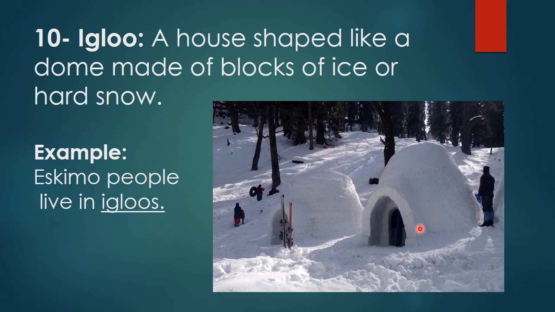This is a dome, and it has an entrance, and it's built of snow, or sorry, hard snow or ice. So we call it igloo. So Eskimo people live in igloos. So they made it, they created it, and so it's suitable for where they live, which is the Arctic areas, and it's suitable for the environment there.